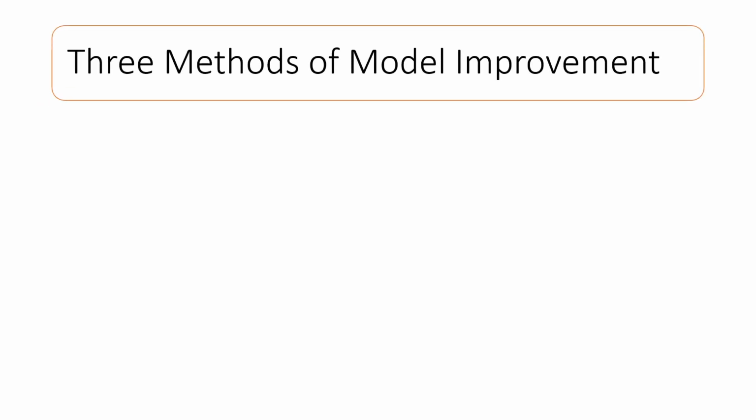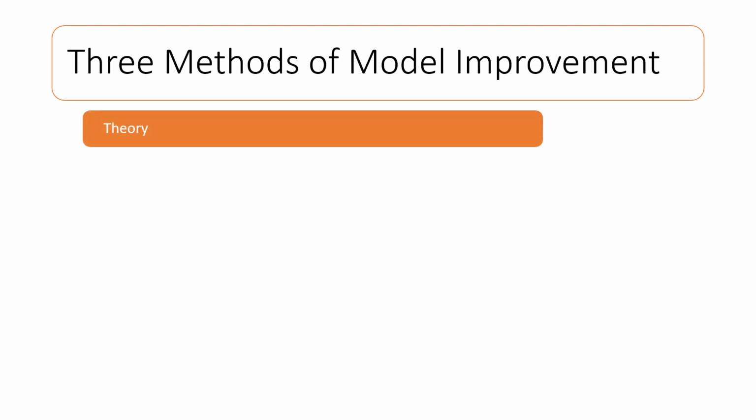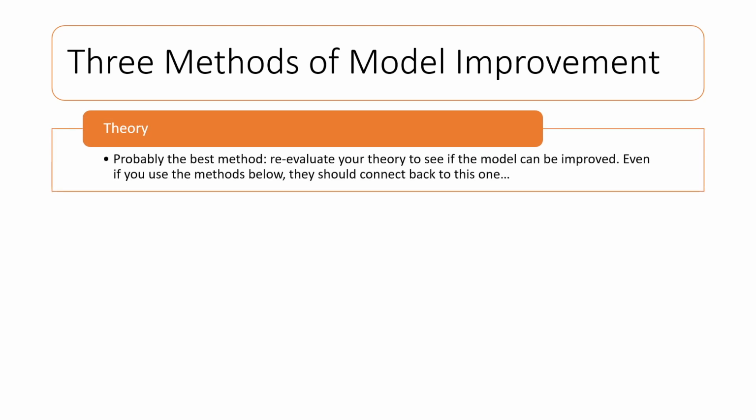All right, so how can I improve the model? What are the three methods? Well, the first one, and really the only one, is theory. This is far and away the best method. What it says is, go look at the factors, go look at the items, and figure out, theoretically, which items should be loaded onto which factors. And that's what you're supposed to do before you come in the first place to run a CFA. But if it doesn't fit, then maybe you missed something.